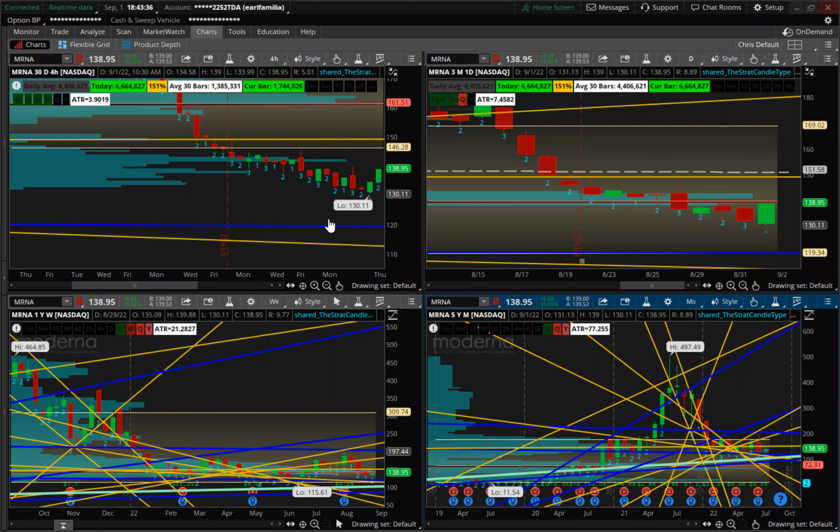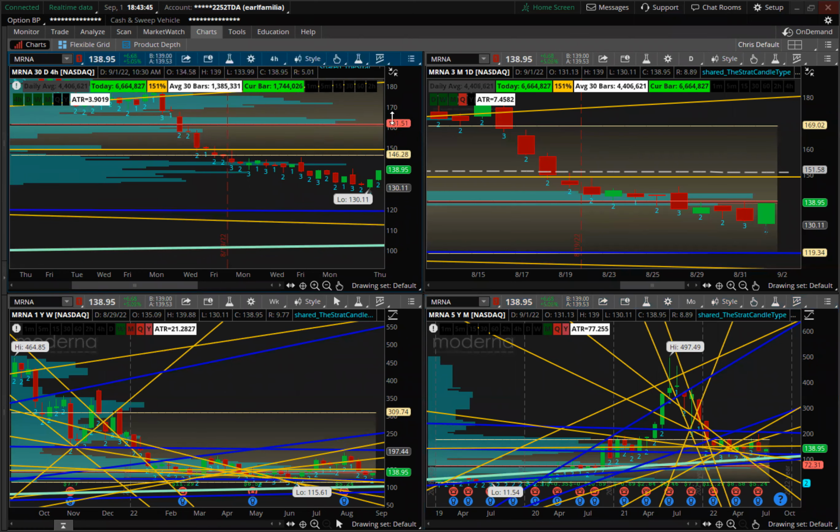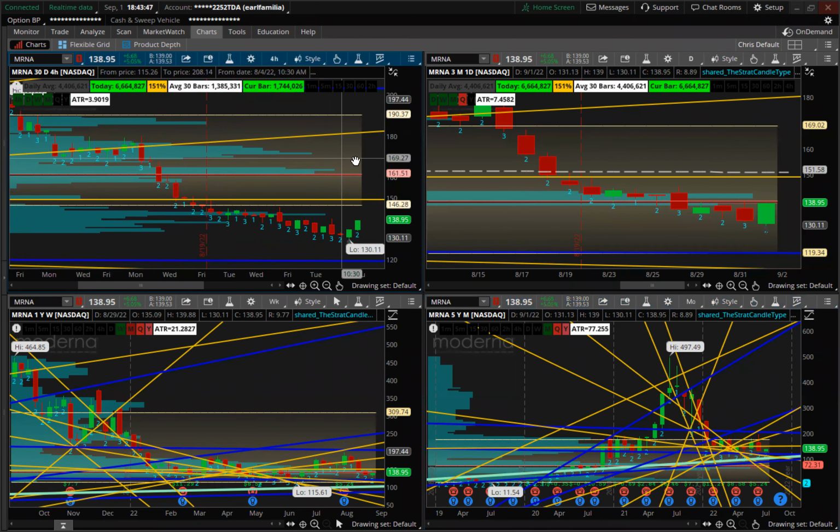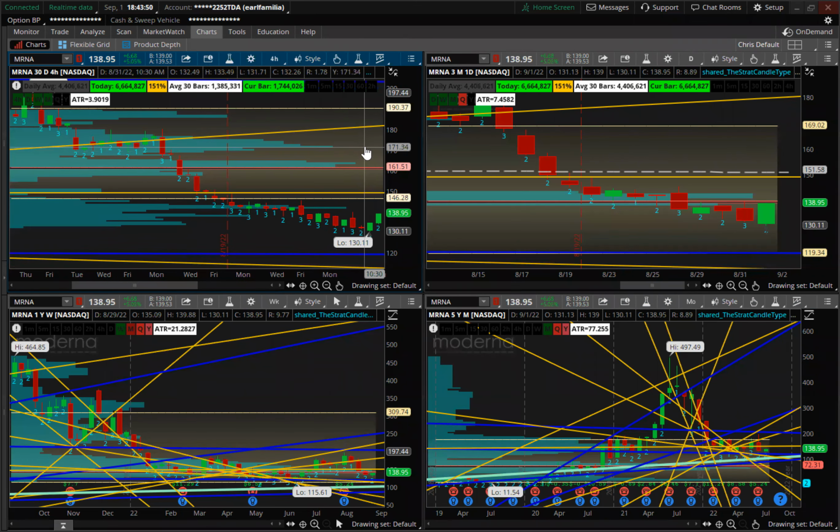The PLC is based on the time interval that you have up on your charts. So if I'm looking at the hour, 10 days is the interval. If I'm looking at the day, it's going to be like 90 days. For 4 hours, I think I got mine set at 20. So it'll vary based on time interval.